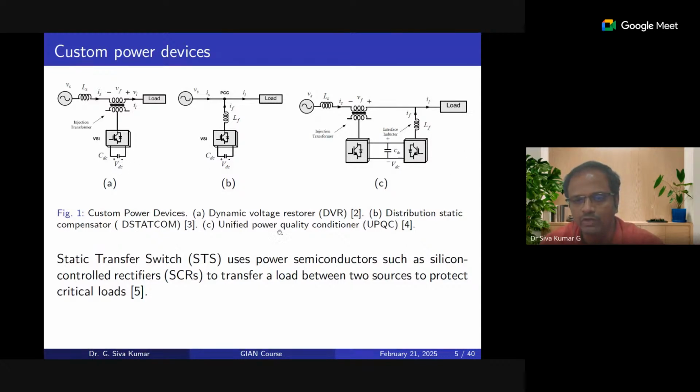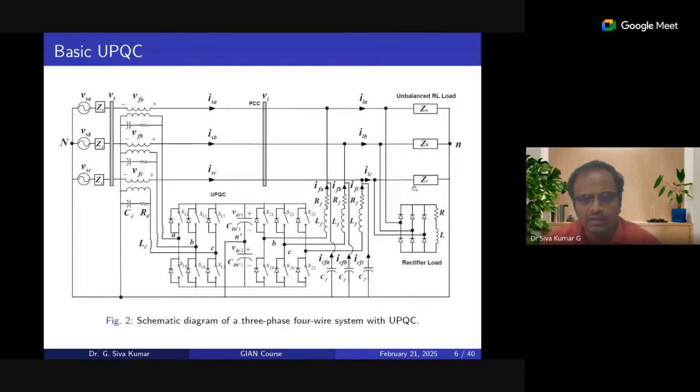Even when you are going for a unified power quality conditioner, instead of a capacitor, we should go for a battery only, or the capacitor needs to be charged from an external supply. This is a typical three-phase four-wire system, or a four-wire microgrid also.